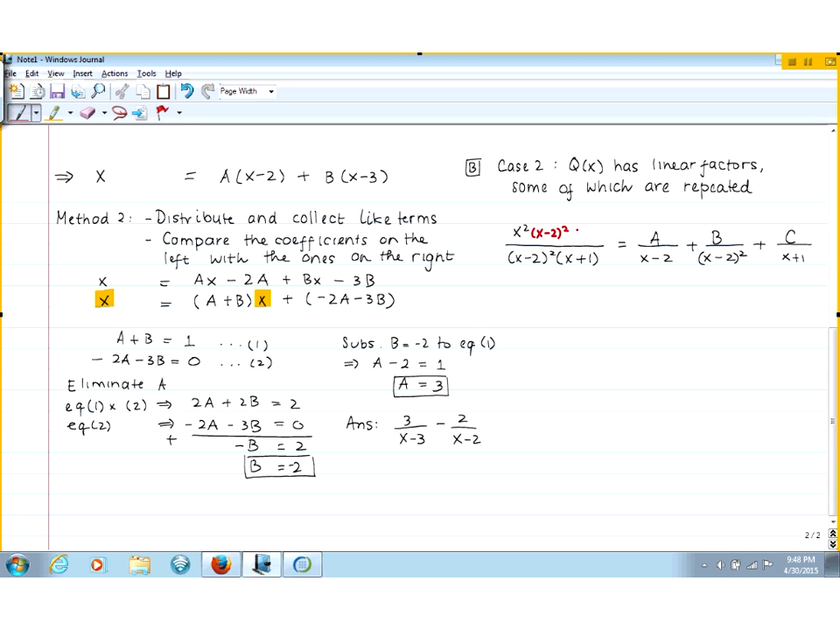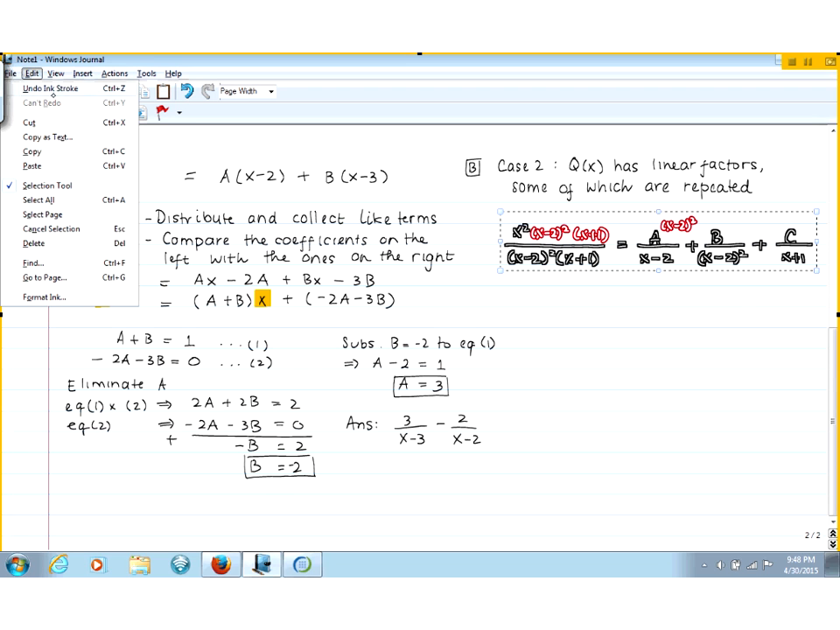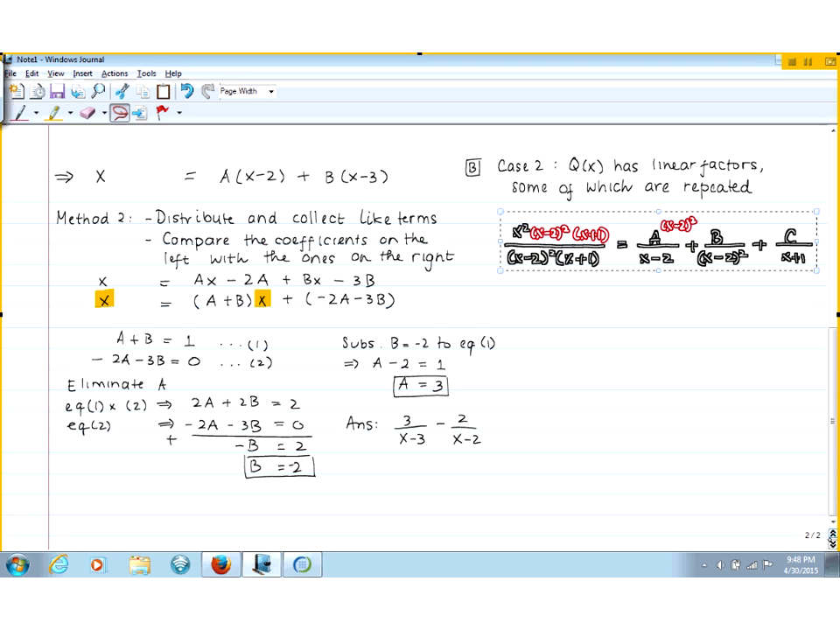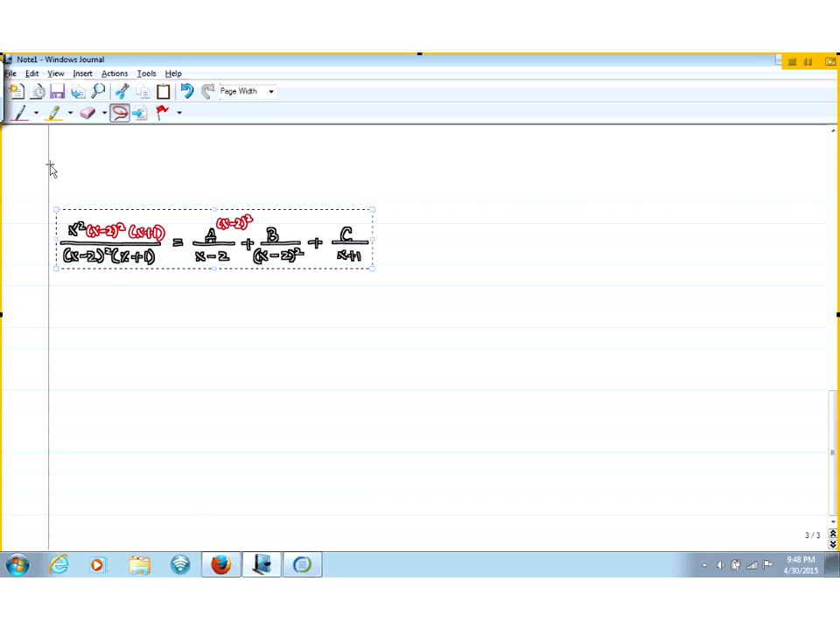In this case maybe I need more space here, but I'm just going to squeeze them in. The LCD is x minus 2 squared times x plus 1. So on both sides we will multiply by x minus 2 squared times x plus 1. I think it's a little small. Maybe I will do it on the other page. I'm going to have to copy this and redo it on a different page, because otherwise it's too small. I am so sorry.